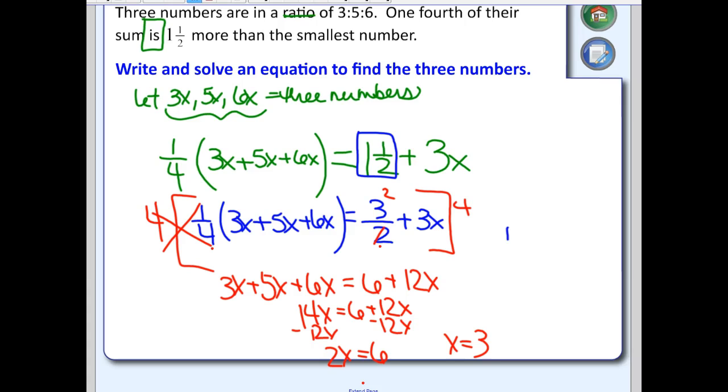So we've got x is 3. So 3 times 3 is 9, plus 3 times 5 is 15, plus 6 times 3 is 18, equals, I'm running out of room, 3 halves times 3 plus 3 is 9. Okay, so let's see what we've got here. Let's add what's in the parenthesis. If I add all those numbers together, what do we get? Yeah, we get 42.